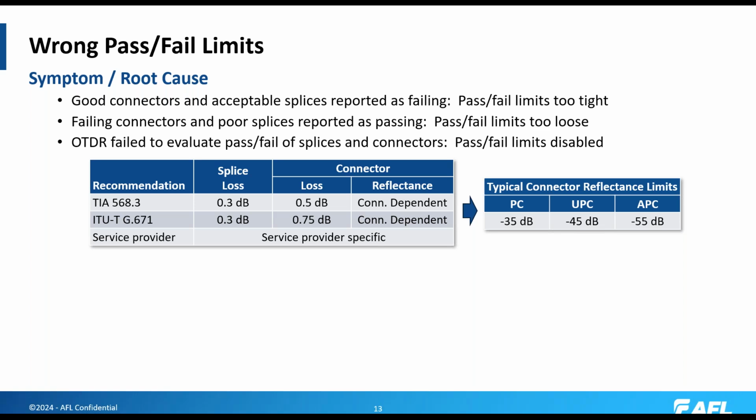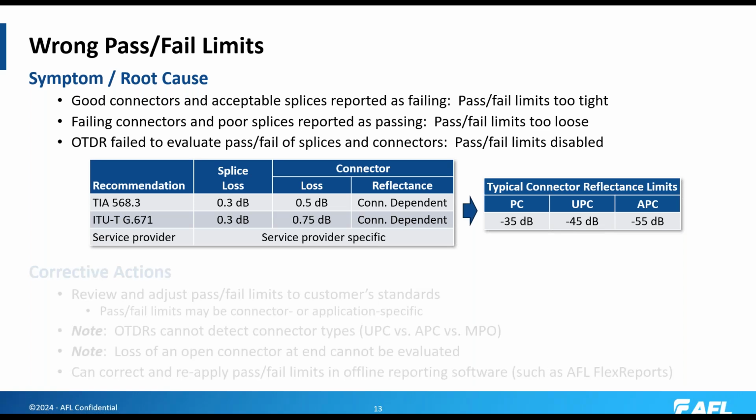Your connectors will have a reflectance spec depending on the type of connector. A typical polished convex or PC connector has a minus 35 dB reflectance pass-fail limit. Ultra polished convex has a better, or lower, connector reflectance limit of minus 45 dB. And angle polished connectors have an even better, meaning even lower, reflectance limit of minus 55 dB.